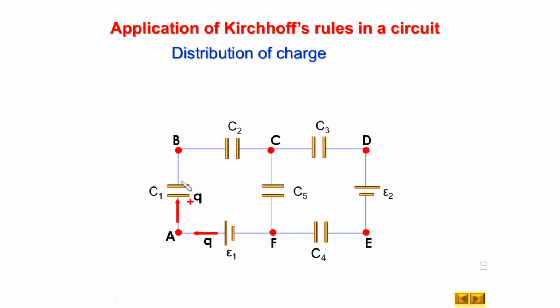And we know about the capacitor, facing plates have equal and opposite charge. That means the charge on this plate should be minus Q. Now this is a negative charge. So we can make the arrow coming out of this plate like this.